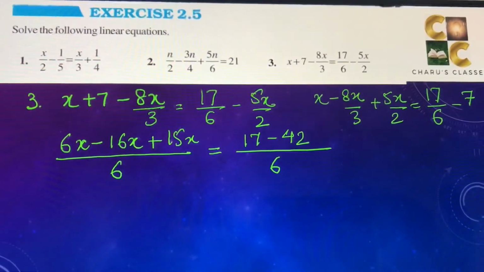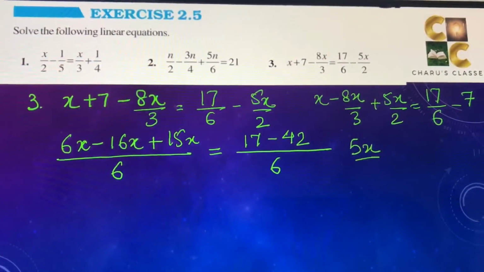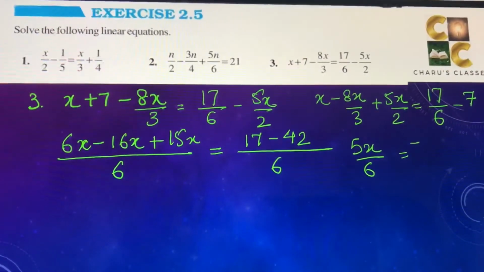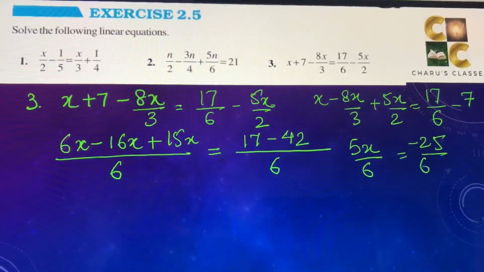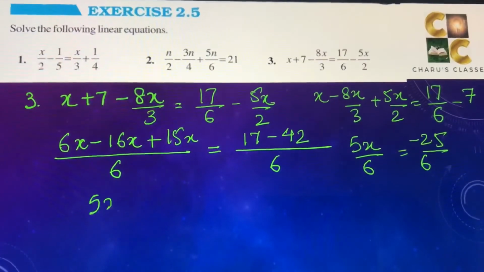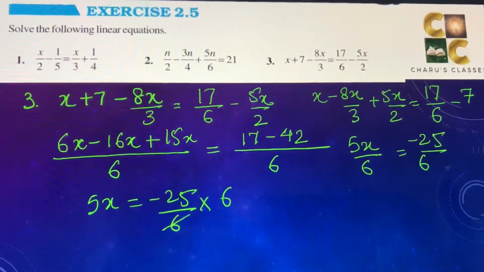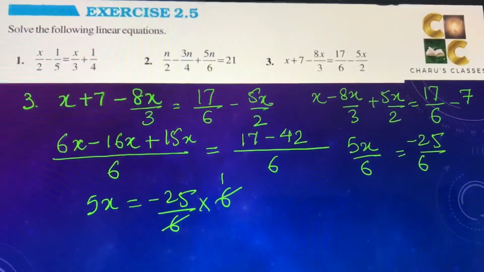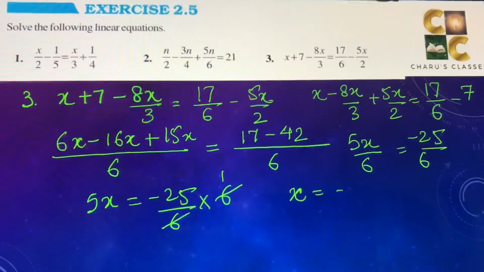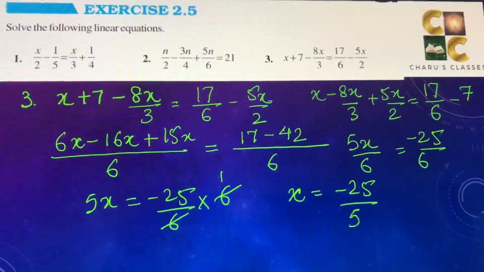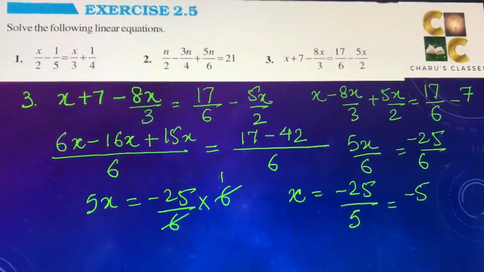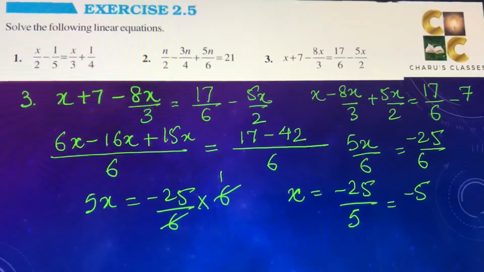So this gives us 5x by 6 is equal to minus 25 by 6. Or we can say 5x is equal to minus 25 by 6 into 6 which will cancel. Or we can say x is equal to minus 25 by 5 which will give us minus 5.